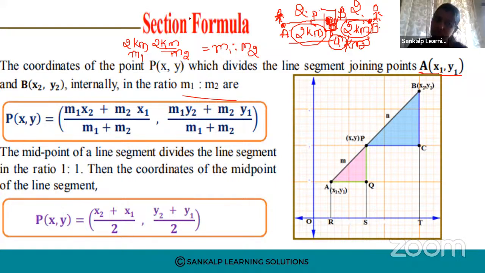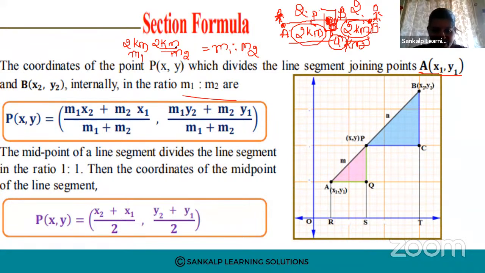Yes or no? So what's our formula? See, the coordinates of the point P(x, y), which divides the line segment. Line segment is AB here, right? And that AB, A coordinates are x1, y1 and B coordinates are x2, y2. And this line divides internally in the ratio m1 is to m2. Then you will have the formula P(x, y) is equal to (m1 x2 plus m2 x1) divided by (m1 plus m2), (m1 y2 plus m2 y1) divided by (m1 plus m2). So this formula is very easy to remember.